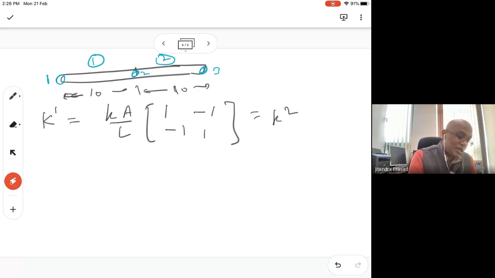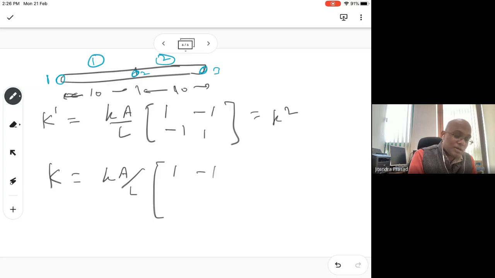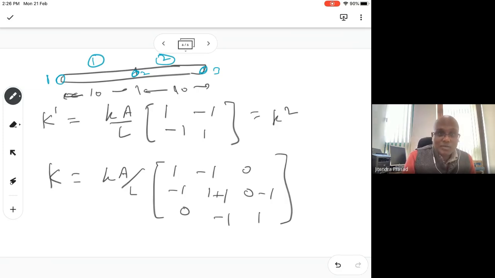Exactly, so the big stiffness matrix K is KA over L times 1 minus 1 0, minus 1 1 0, and then you will have plus, now the second one, when you write it, it will be plus 1 here and minus 1 here, minus 1 and 1 here, 0, it will be like this. Yeah, so this is how the stiffness matrix will be. So it is done.